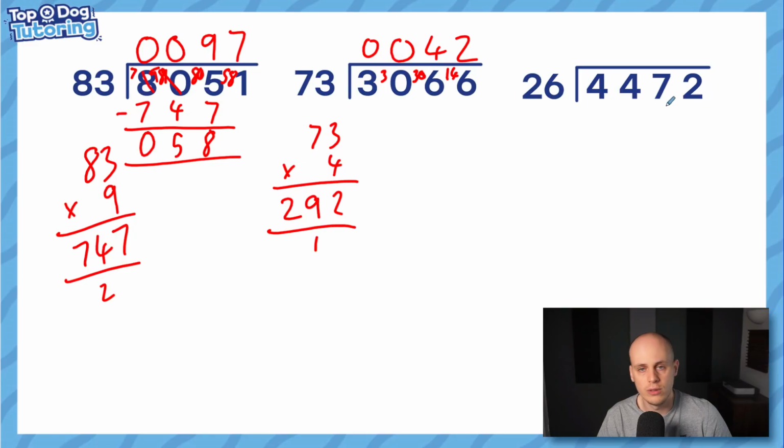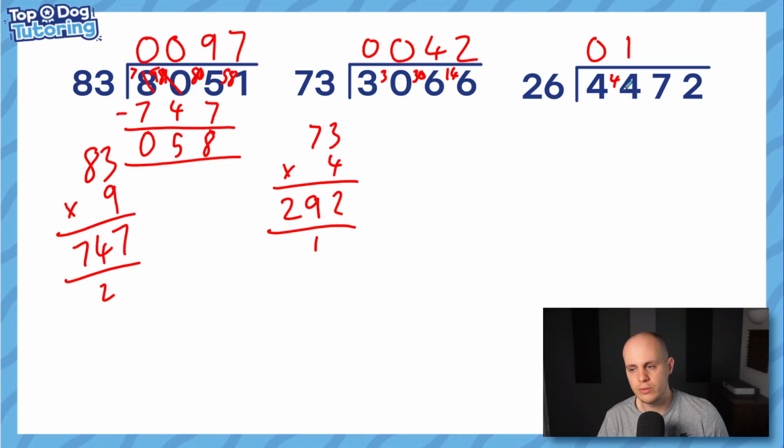26 into 4472. 26 into 4 doesn't go. 26 into 44. Well, it's not going to be much. It's going to be 1 or 2, isn't it? And I know that double 26 is 52. So it's not even 2 lots. It's just 1 lot. 1 lot of 26.